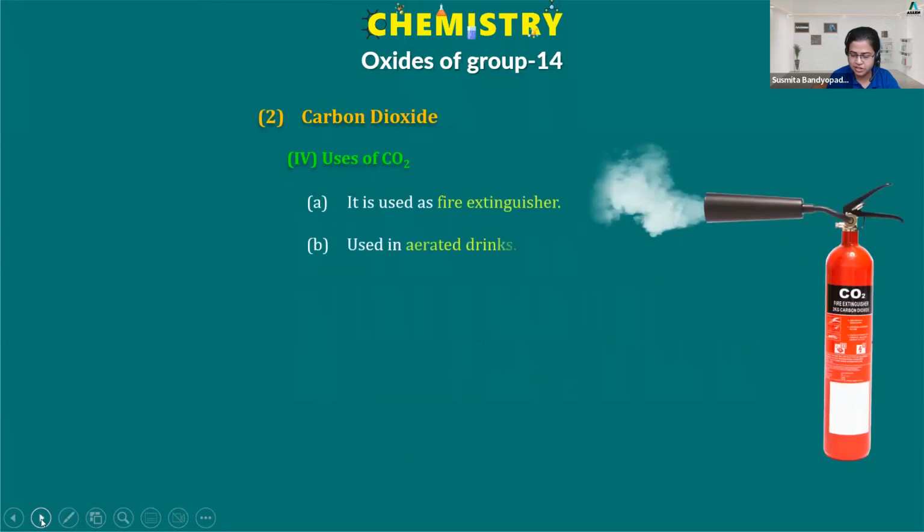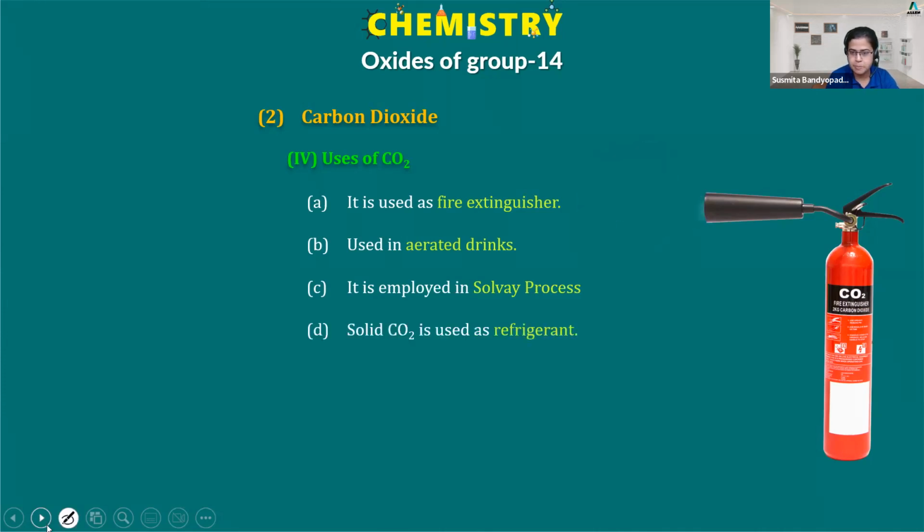Fire extinguisher, aerated drinks, Solvay's process. Can anyone at least tell me what is the purpose of Solvay's process, if not too many details? To remove the permanent hardness of water. Solvay's process produces dash, and that dash is used to remove permanent hardness.